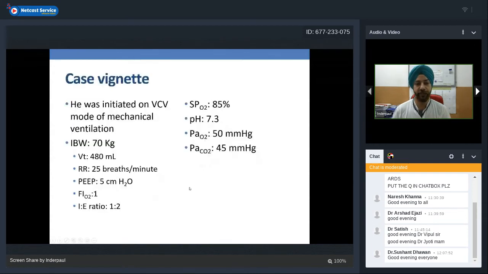So coming back to the case, we did everything. We increased the tidal volume, we increased the respiratory rate. However, we were able to achieve the pH, as you see, and CO2 was normalized, but still we are not able to achieve our SpO2 target. So what next?